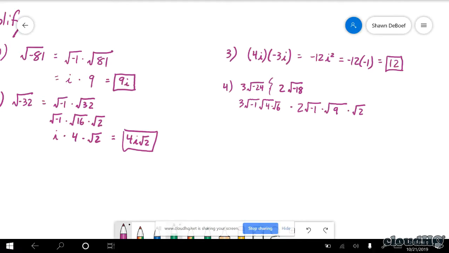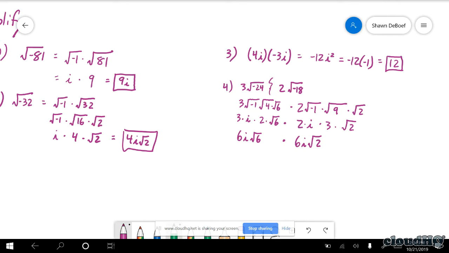Still think of it as just 2 separate problems. So then square root of -1 becomes an i, square root of 4 is 2, and then I'm left with square root of 6. So in total, the 2 times 3 can combine to make a 6, so 6i square root of 6. And then I do the same thing on the right. Square root of -1 is i, square root of 9 is 3, and then square root of 2 doesn't simplify. So in total, that's 6i square root of 2.